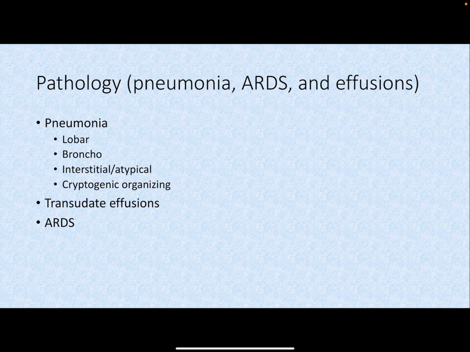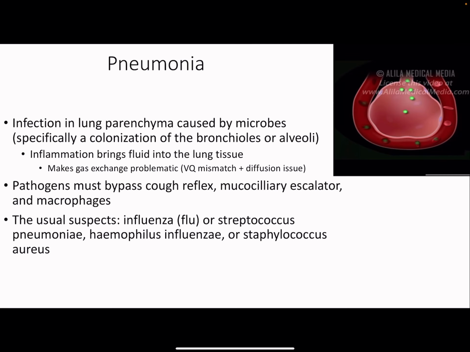Let's talk about pneumonia, ARDS, and effusions. So pneumonia really comes in a couple different types. We're going to talk about lobar, broncho, and then interstitial or atypical. Just as often, and I think there's increasing pushes to emphasize the recategorization of pneumonia in terms of whether it was community acquired or hospital acquired or ventilator associated. We'll talk about exudate effusions, not transudate, and then a little bit about ARDS, acute respiratory distress syndrome.